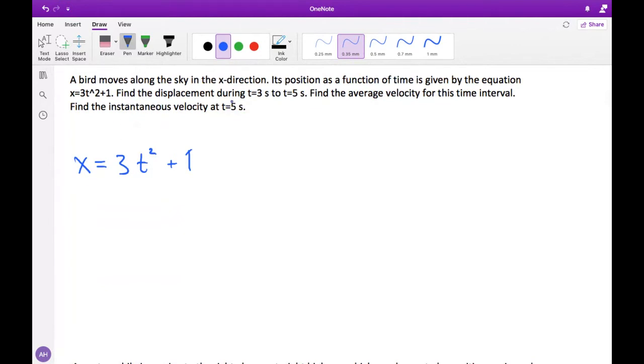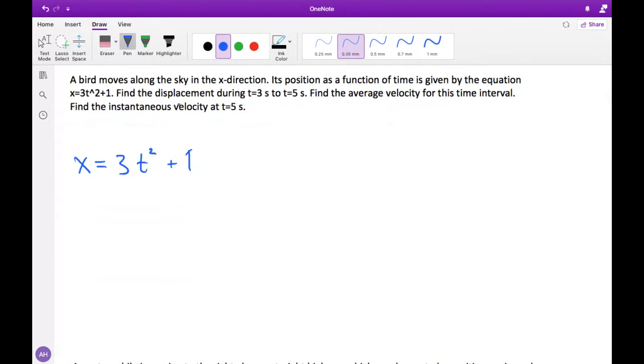And it says find the displacement during this time interval from 3 to 5 seconds, and then also find the average velocity for this time interval, as well as finding the instantaneous velocity at 5 seconds.